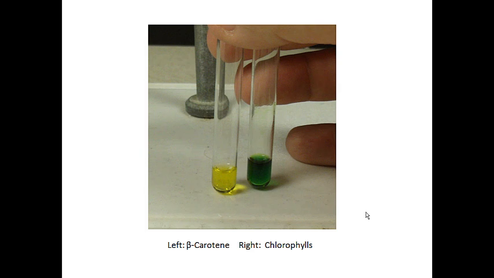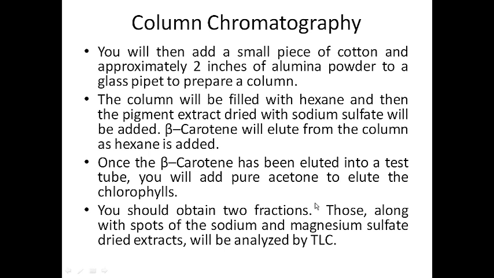You're then going to TLC on one plate the spots of the original sodium sulfate dried solution, the solution after it went through the magnesium sulfate, and then you're going to analyze each one of those two fractions to show that indeed you've got beta carotene in one and chlorophyll in the other.